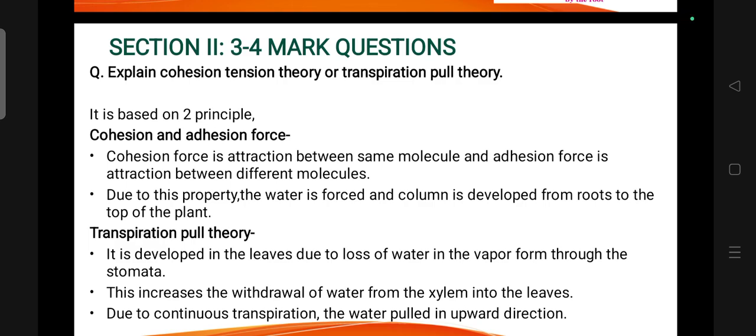Explain cohesion tension theory or transpiration pull theory. It is based on two principles: cohesion and adhesion force. Cohesion force is attraction between same molecules and adhesion force is attraction between different molecules. Due to this property, the water is forced and a column is developed from roots to the top of the plant. Transpiration pull is developed in the leaves due to loss of water in the vapor form through the stomata. This increases the withdrawal of water from the xylem into the leaves. Due to continuous transpiration, the water is pulled in upward direction.